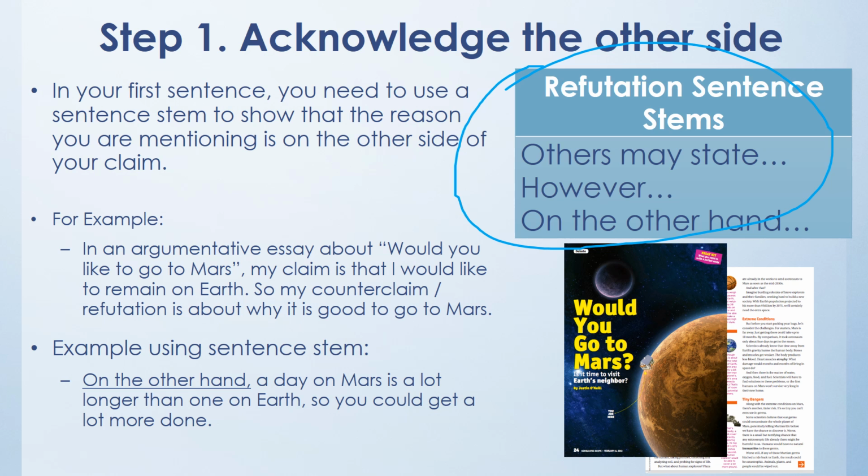So, in an argumentative essay about whether you would like to go to Mars, my claim is that I would like to remain on Earth. So my counterclaim, or my refutation, is about why it is good to go to Mars. To show this, using the sentence stem, on the other hand, a day on Mars is a lot longer than one on Earth, so you can get a lot more done. By doing that, I am showing this is the other side, on the other hand.